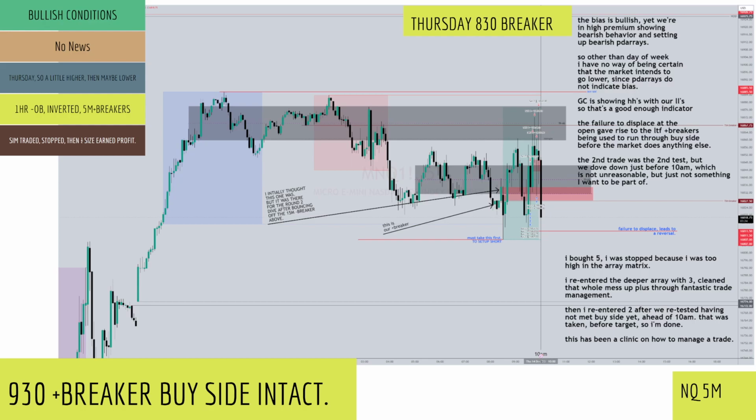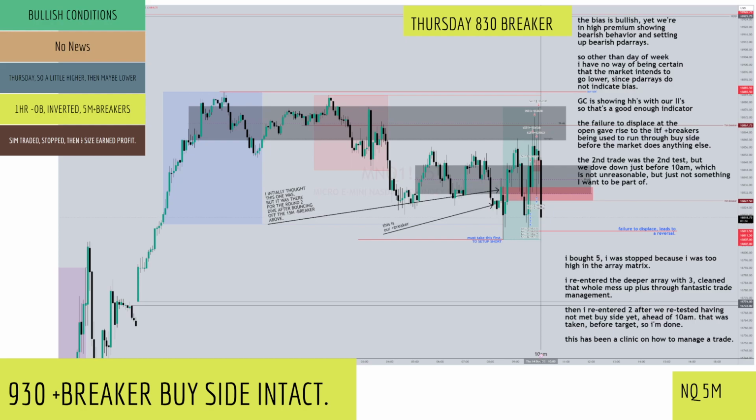So other than day of week, I have no way of being certain that the market intends to go lower since PD arrays do not indicate bias. That means when something shows a setup, it doesn't mean you just take it because it's set up and because it fits all your criteria. You have to take it because it aligns with bias. Bias is what creates the flow. Nothing else creates the flow, only bias.